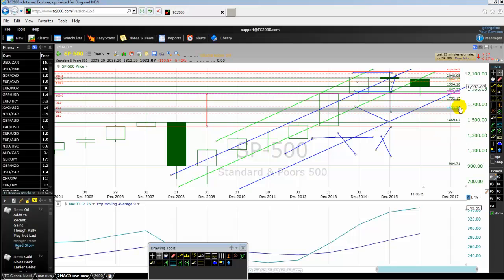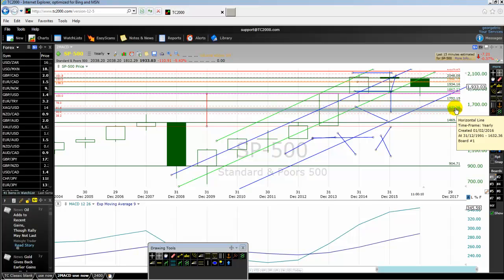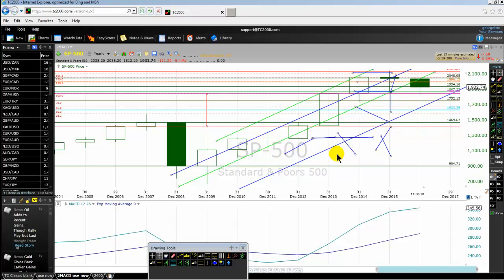1632. You can't afford to forget the median line of 2013. Do not forget the median line at 1632. The next key level, which is the last key level that you must remember, is the high of 2008. This is the candlestick bar of 2008.